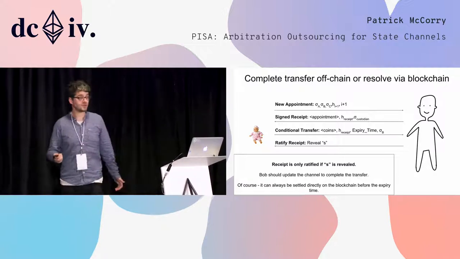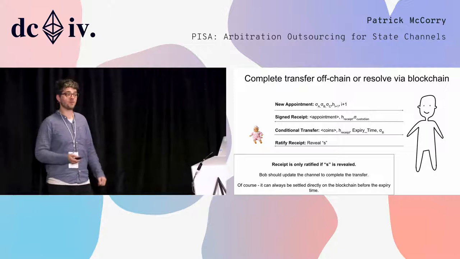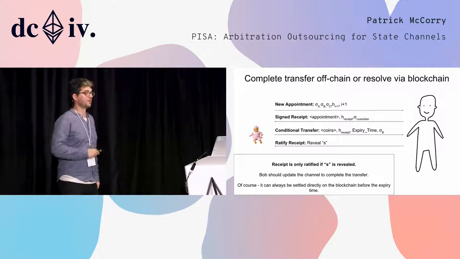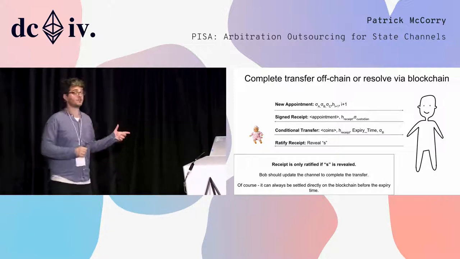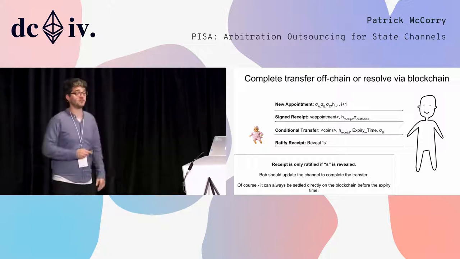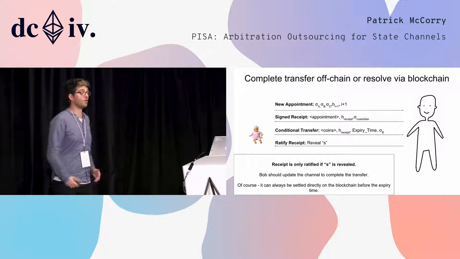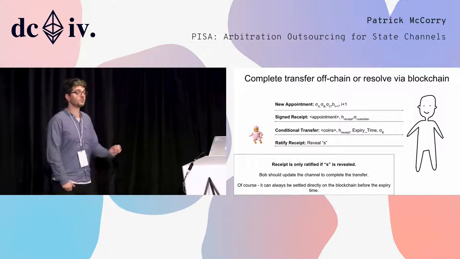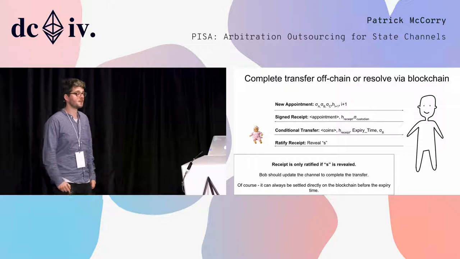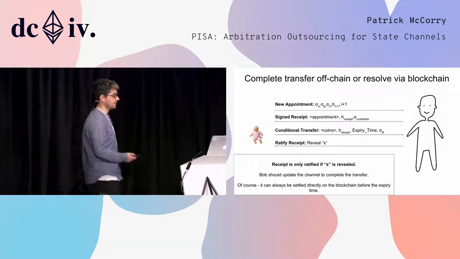Of course, what if the customer doesn't cooperate now? What the third party could do is get this conditional transfer and simply broadcast it to the network and then redeem the payment via the blockchain. So the third party can always get the payment as long as they're willing to reveal the pre-image S. So that's how we get our fair exchange.